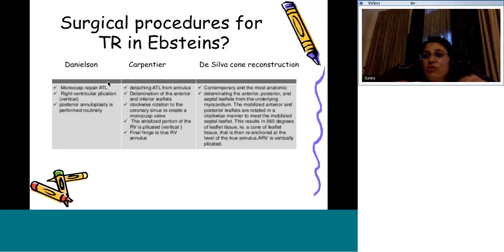And that is now the reason you all know cone, which is very good, because that is the latest treatment now for Ebsteins, where you actually take out, you delaminate all the leaflets from the myocardium, you mobilize them all, and then you reposition them. Whereas in the previous ones, they would only really work on the ATL, on one of the leaflets. So these are the three different procedures, Danielson, Carpentier, and De Silva cone reconstruction, the three surgical procedures for tricuspid regurgitation in Ebsteins.